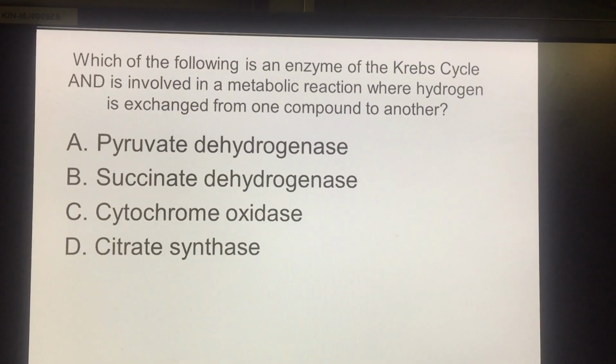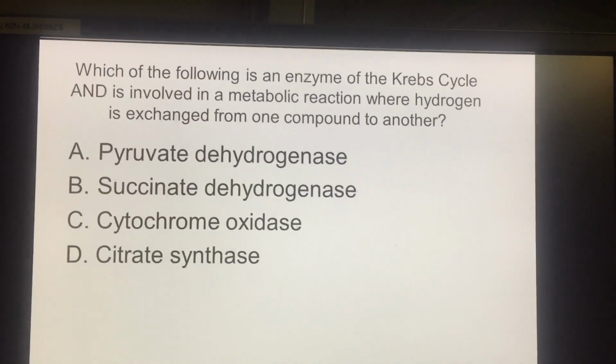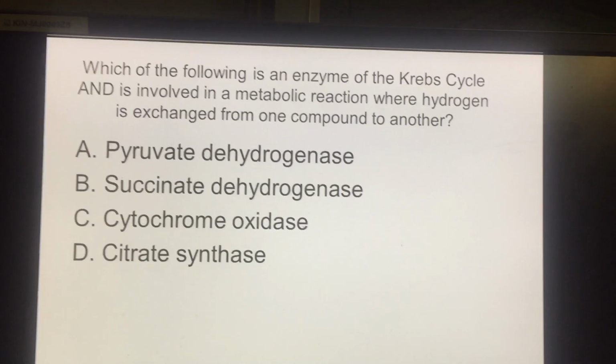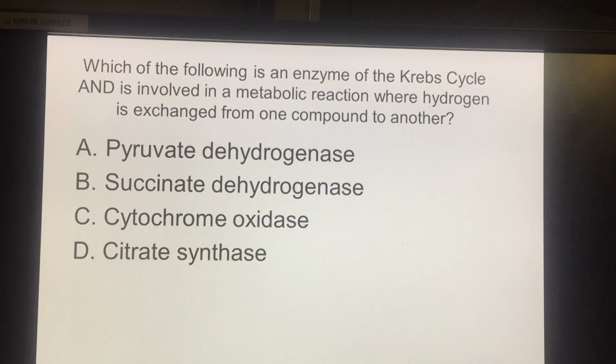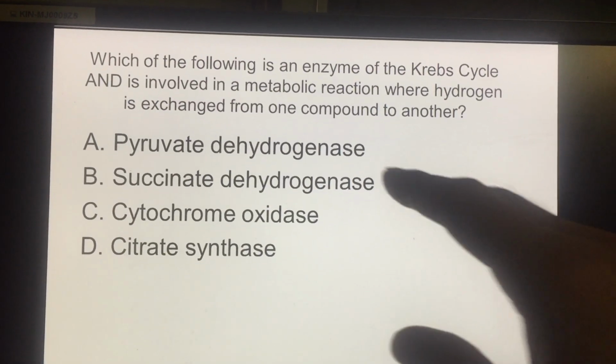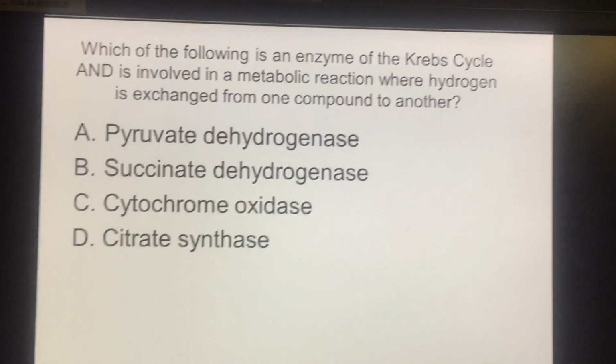Which of the following is an enzyme of the Krebs cycle and is involved in a metabolic reaction where hydrogen is exchanged from one compound to another? The best answer here would be B, your succinate dehydrogenase.